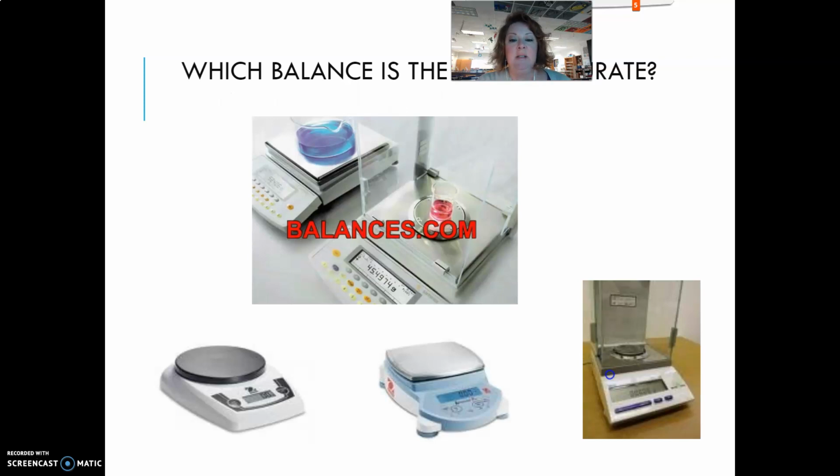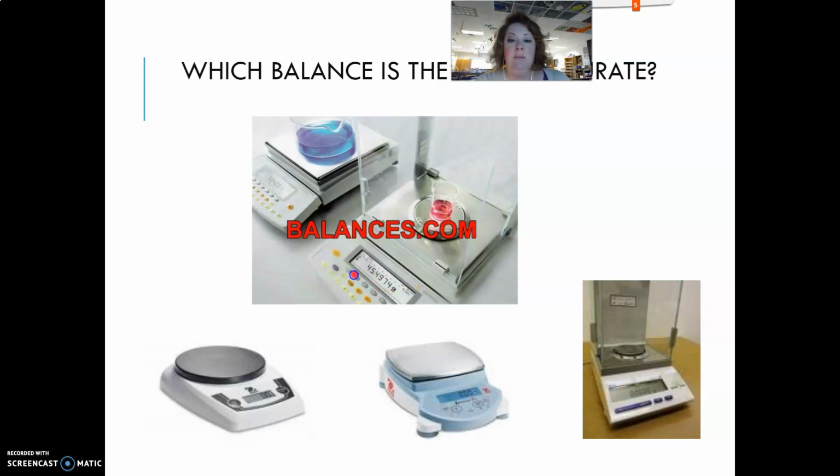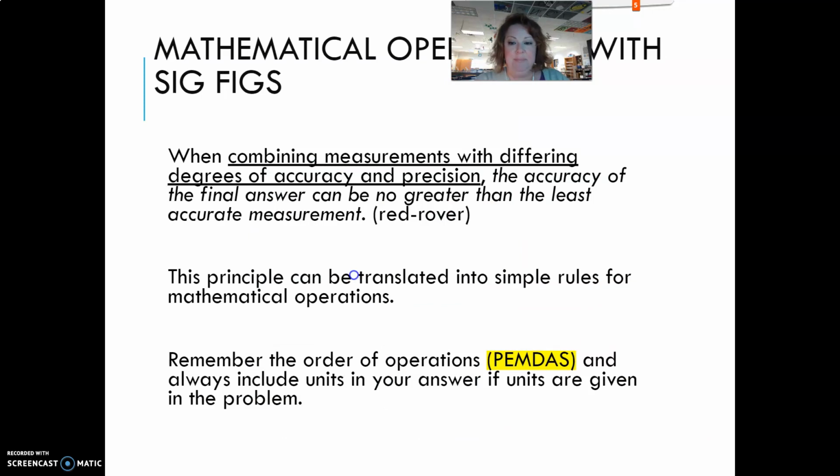So let's move on. Which balance is the most accurate? It's going to be the one that has the most digits. If we see here, it's really hard to see. There are 2 digits. This one has 3. This one has 5 maybe. But look at this one. This is some big bucks right here. The more accurate a balance is, the more expensive it is going to be.